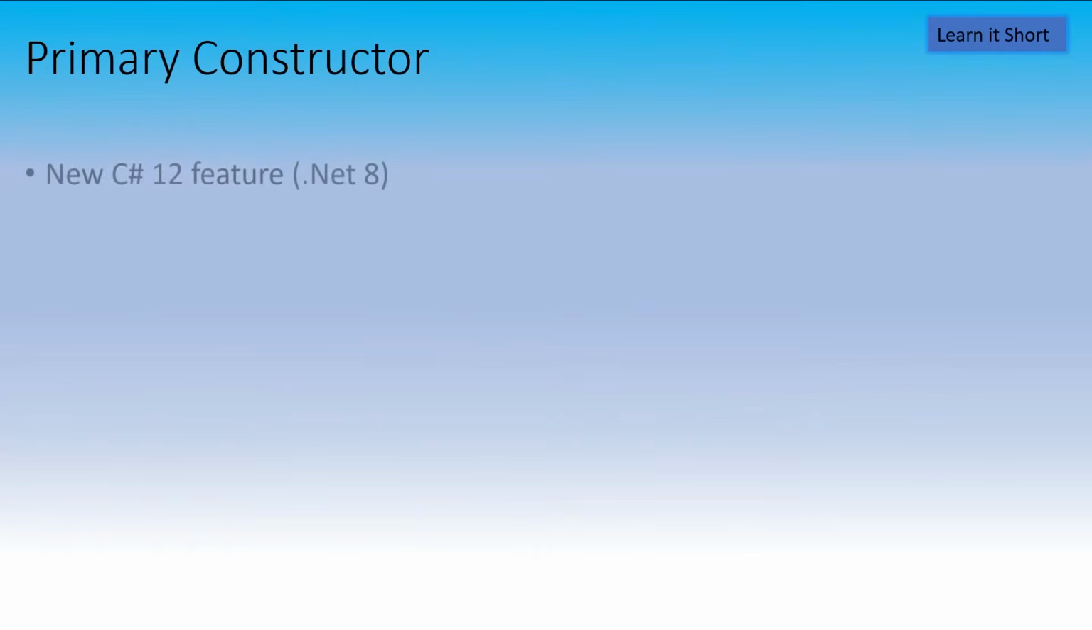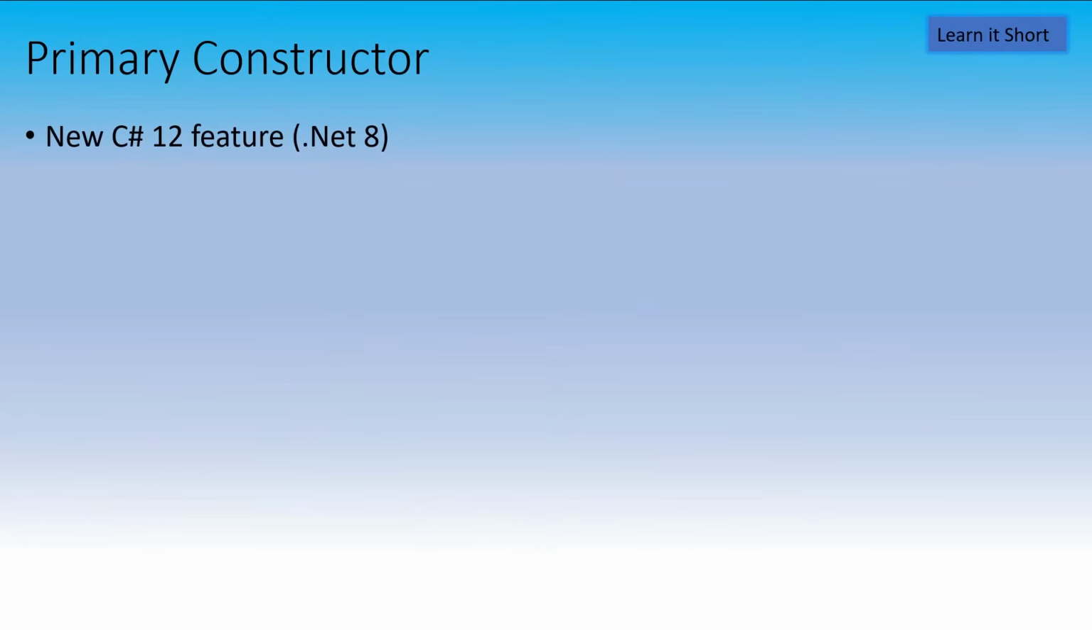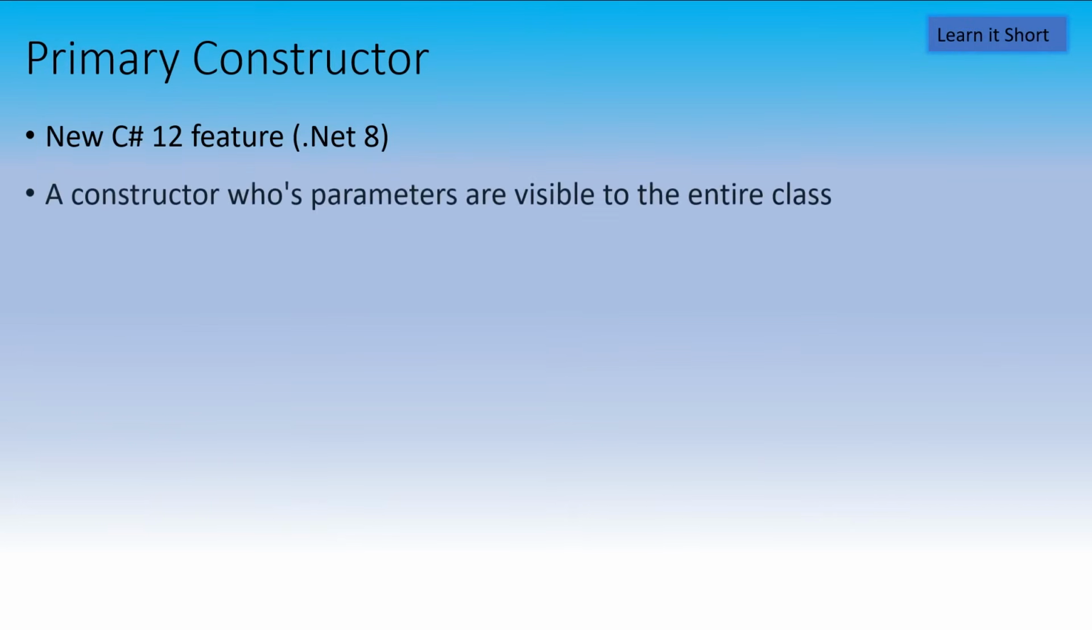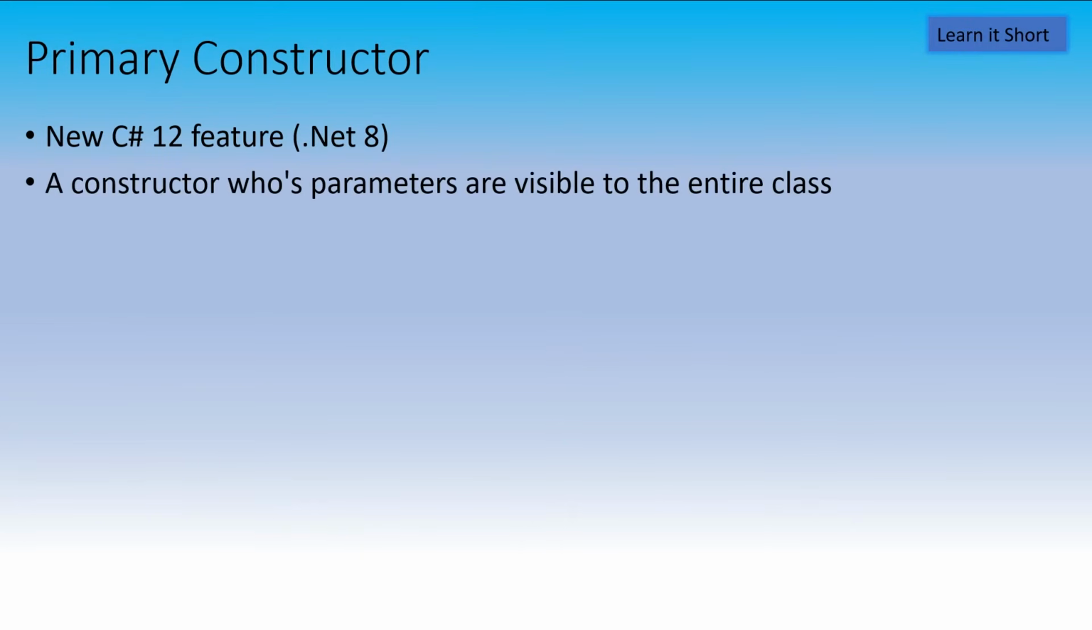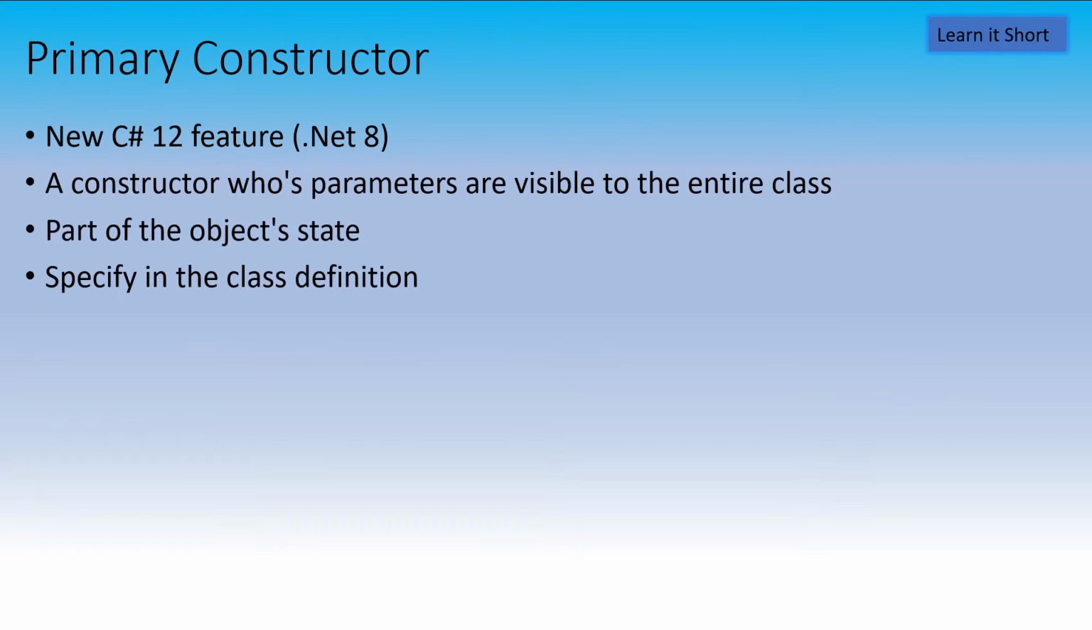The primary constructor is a new feature that we see in C# version 12, which is part of .NET version 8. It's simply a constructor whose parameters are visible to the entire class. The parameters are part of the object state, which means that we don't have to declare fields or properties to hold those parameters since they're already visible. We specify the primary constructor as part of the class definition itself.